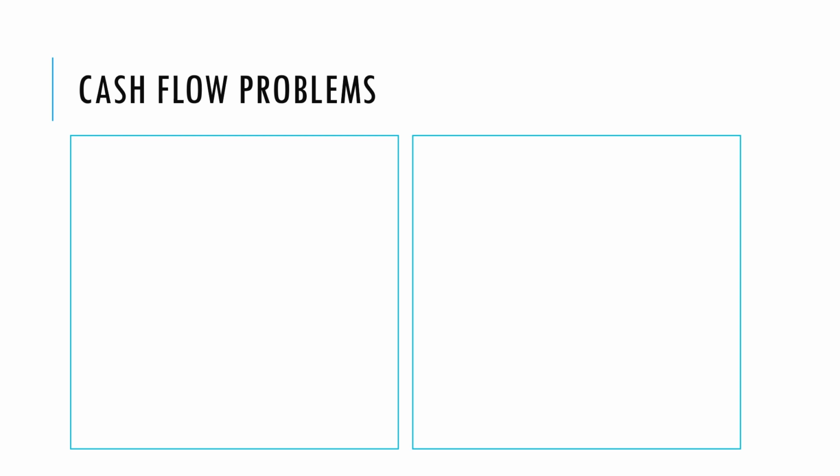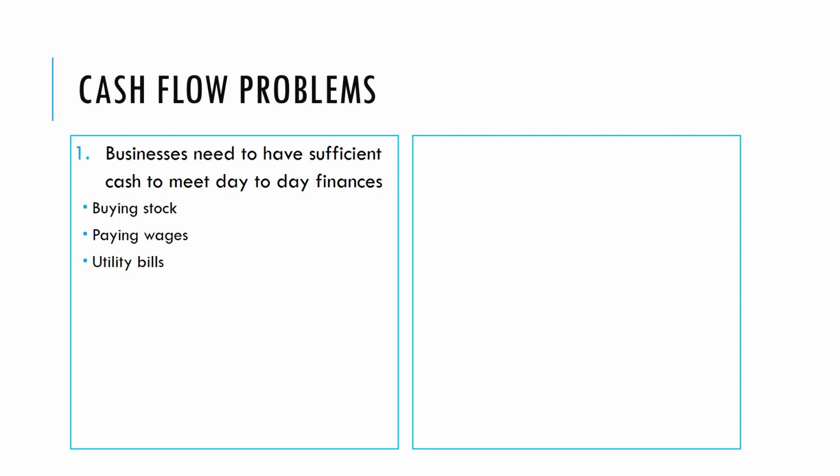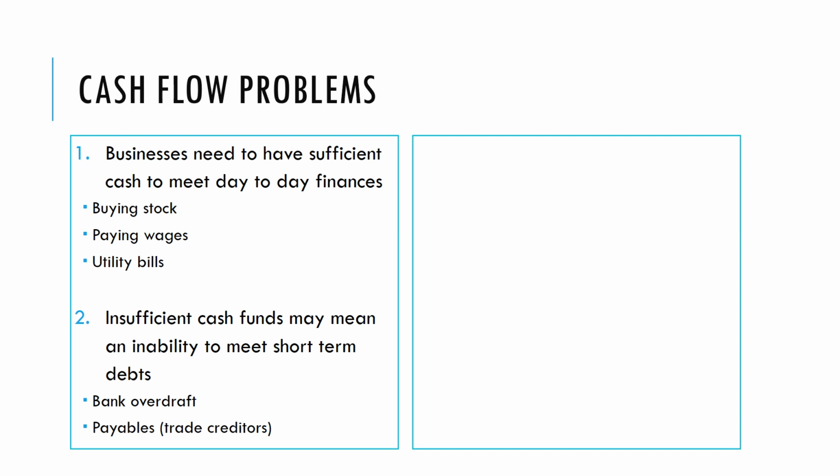So cash flow can cause a number of problems for a business, the biggest one being that they run out of cash and go insolvent and end up having to stop as a business. So businesses need to have sufficient cash to meet their day-to-day finances, like buying stock, paying their staff, or perhaps their energy bills and things like that. If they don't have enough cash, they may have an inability to meet any debts that they owe, maybe pay off their overdrafts or pay any money to suppliers that they've agreed to pay in the future.